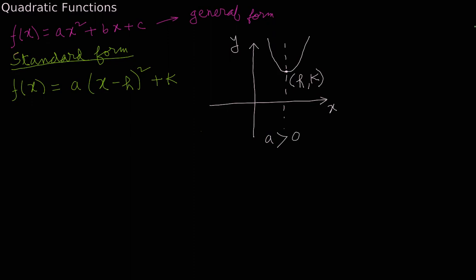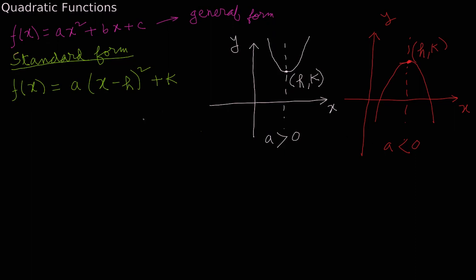Now let us look at the other scenario, where this is my x-axis and this is my y-axis, and I still have my vertex at the point (h, k), and this time my parabola opens down. The criterion for that is if a is less than 0, then the parabola opens down.